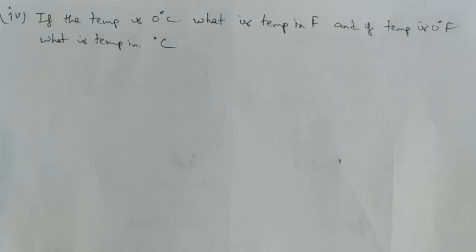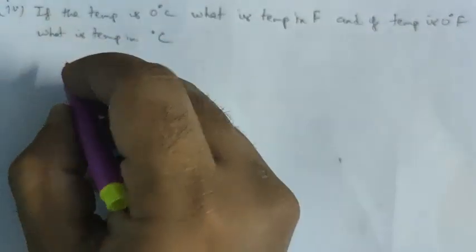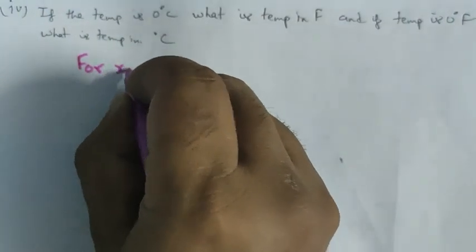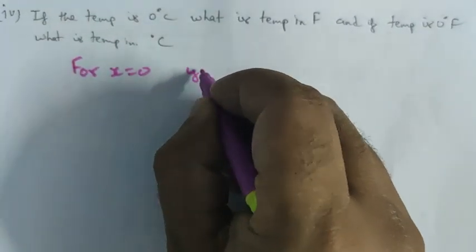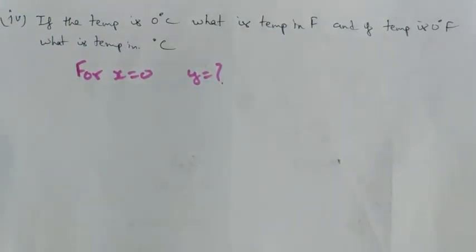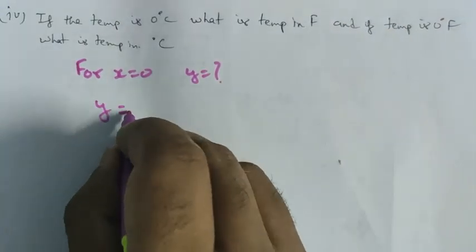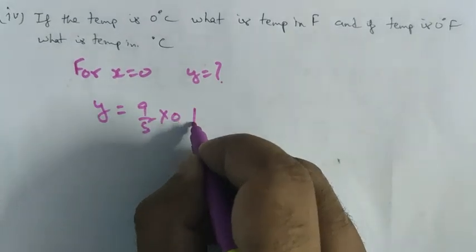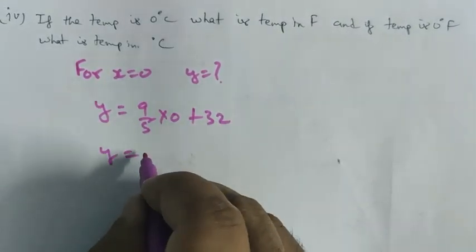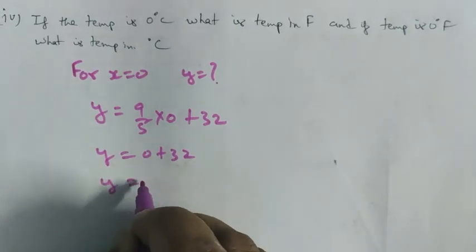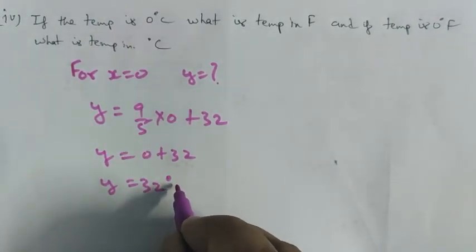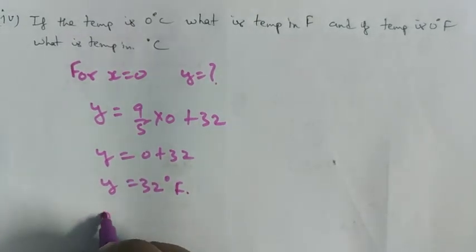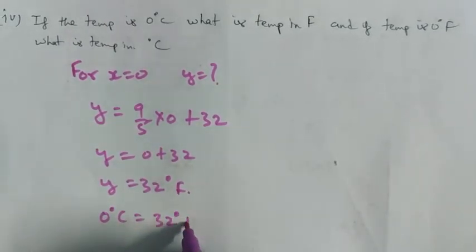Okay, so next part, if the temperature is 0 degrees Celsius, what is the temperature in degrees Fahrenheit? What is the temperature in Fahrenheit if the temperature in Celsius is given as 0 degrees? So that means for x equals 0, we have to find the value of y, as in the first part of this question. So we will write y equals 9 upon 5 times 0 plus 32. So y equals 0 plus 32, that is y equals 32 degrees Fahrenheit. So 0 degrees Celsius equals 32 degrees Fahrenheit.